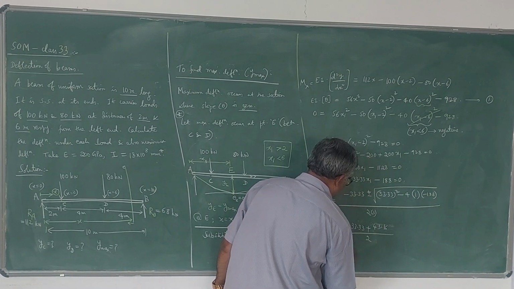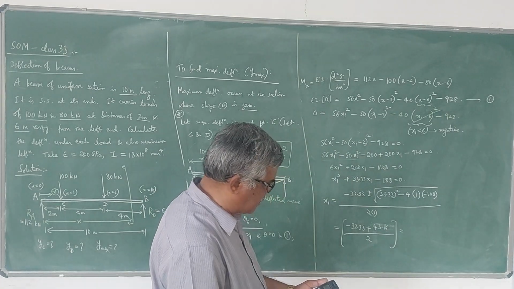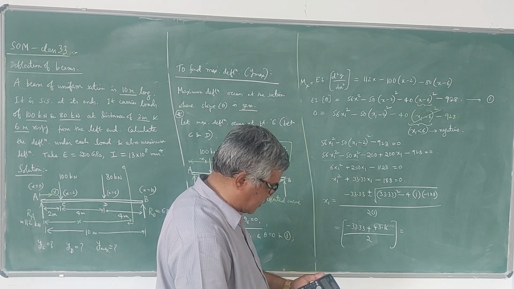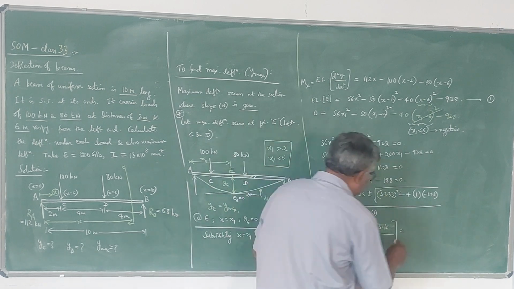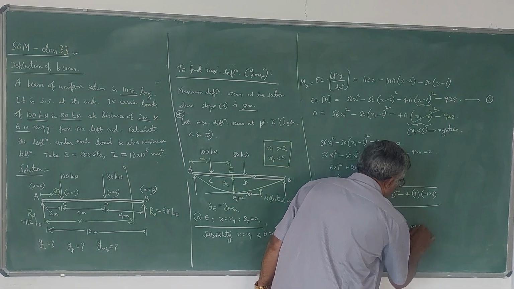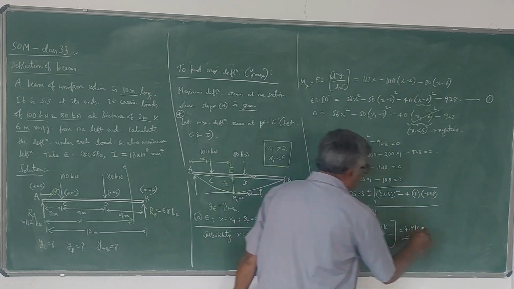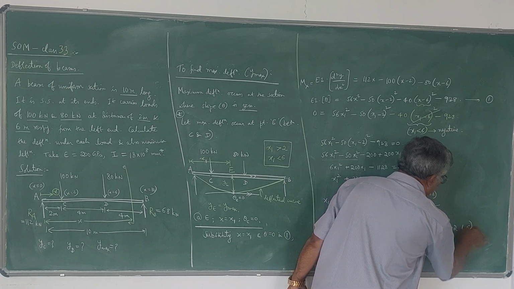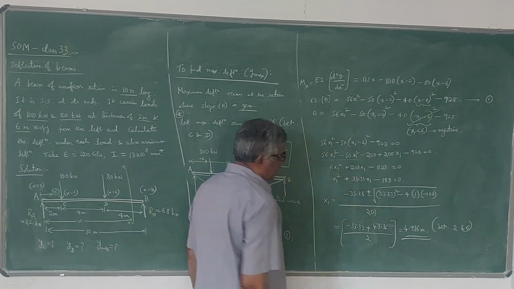divided by 2. So if we simplify this, 43.16 minus 33.33, divided by 2, is 4.916 meter. Definitely this value is correct because it lies between 2 and 6. So this is the correct answer. The other value will be negative, that we have to omit.